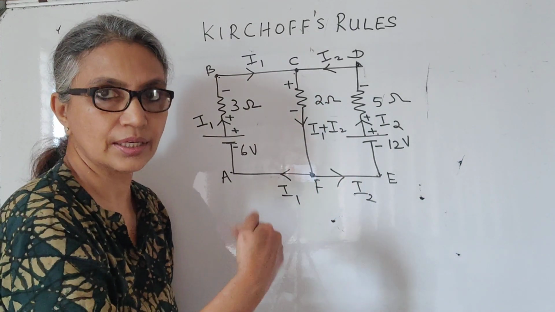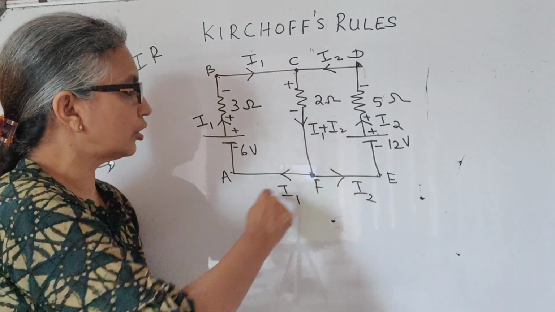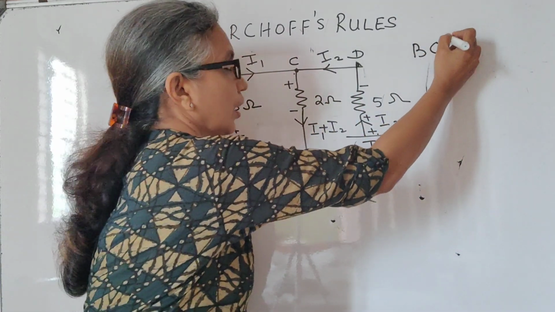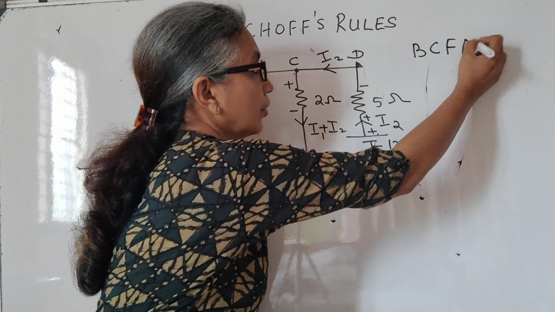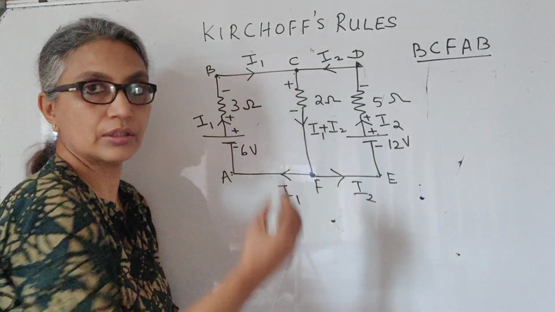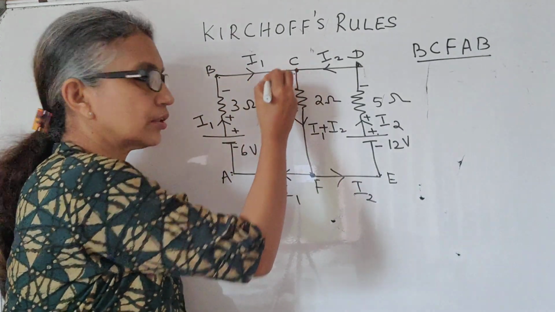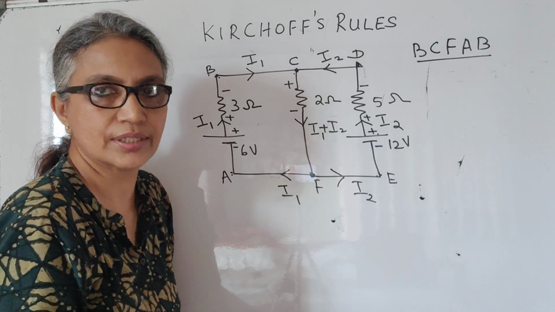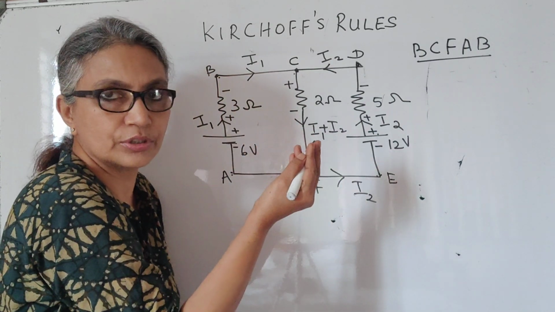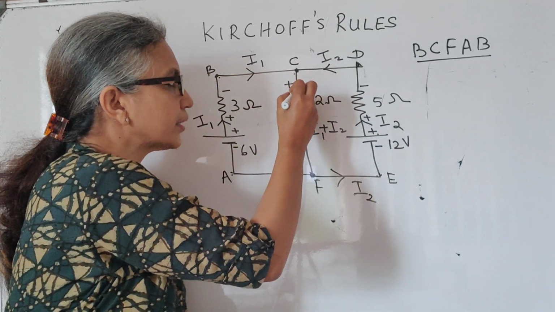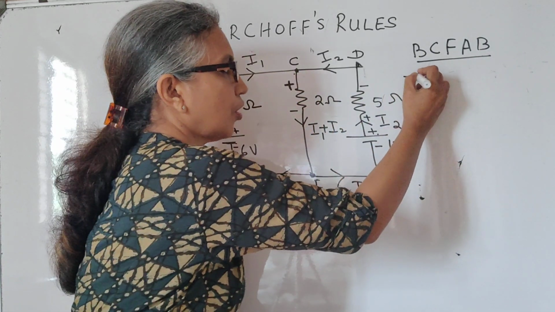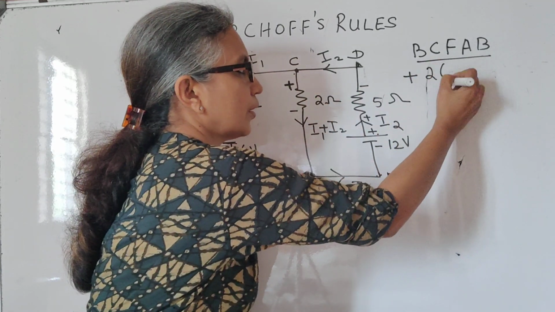Now the rule that I am going to teach you is as you go in a loop, let's take the first loop. Let's take B, C, F, A, B. That is, I am taking the closed loop B, C, F, A, B. Okay. Now as I go, you can go in the clockwise direction or in the anti-clockwise direction. It doesn't matter. Here I am going in the clockwise direction. Here there is no resistor, so no potential drop. So I am not writing anything. Now when I enter here, I am entering through the positive. Here I am getting in through the positive. So I will write positive 2 into I1 plus I2.